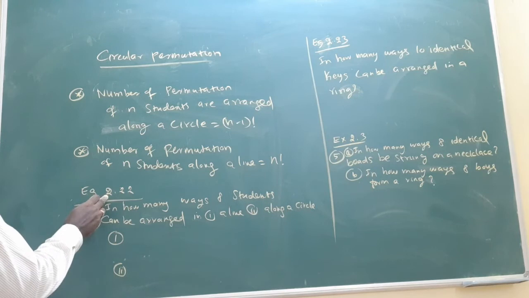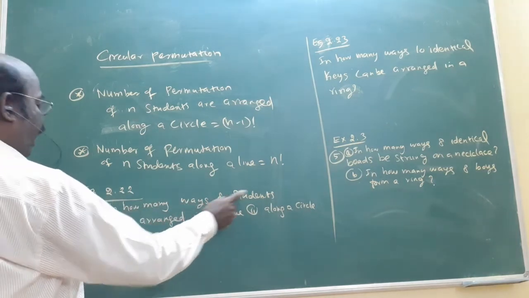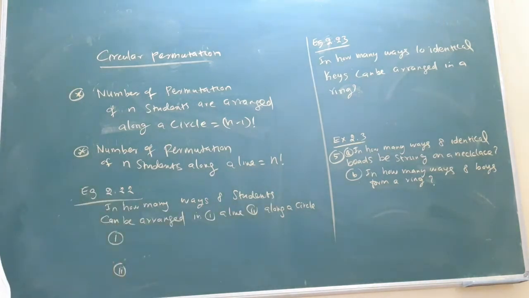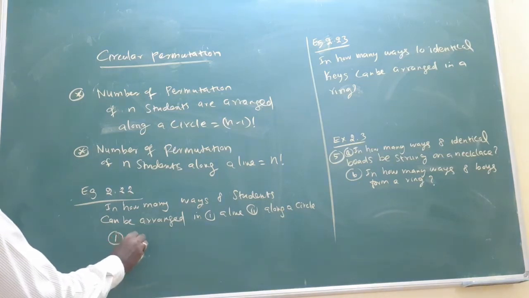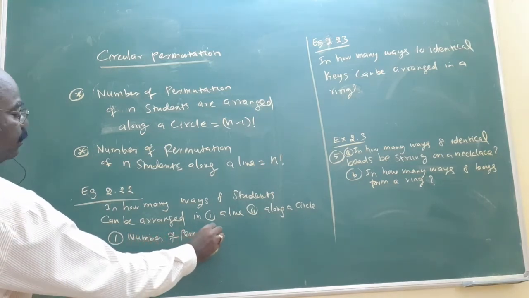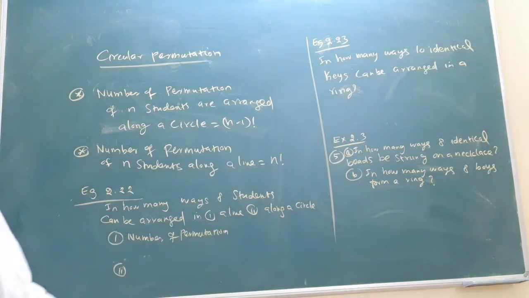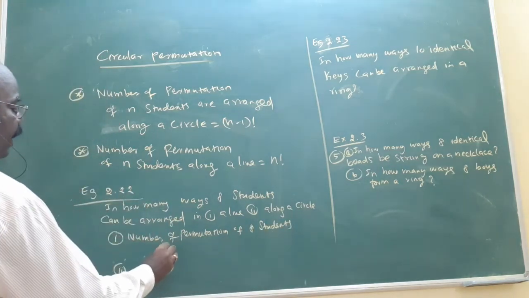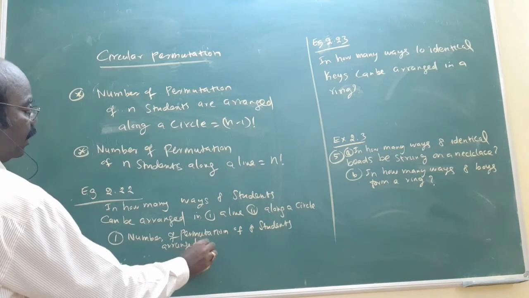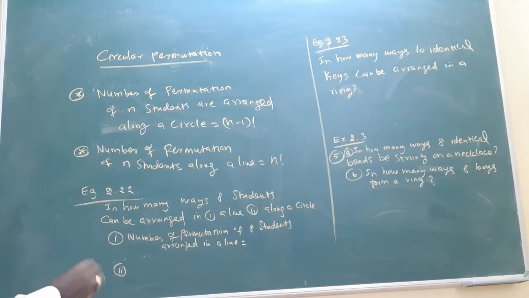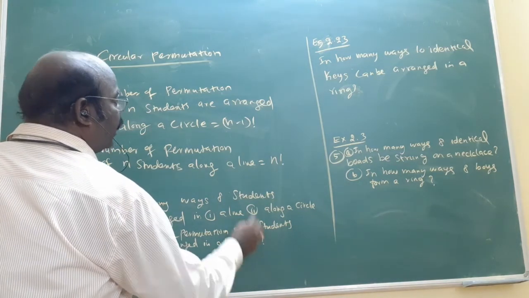In this area, example 2.22: in how many ways can 8 students be arranged in a line and along a circle? First one: the number of permutations of 8 students arranged in a line equals what? 8 students, one line, is 8 factorial. That is the answer. N factorial is the formula.